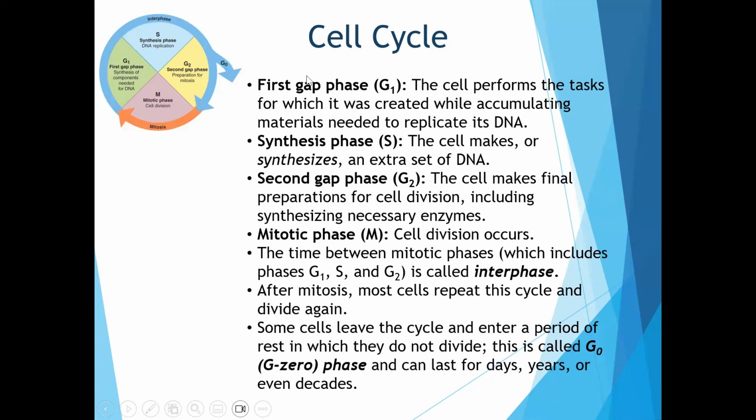Then you get to S phase. The cell makes, or synthesizes, an extra set of DNA. This is a little different than mRNA and tRNA. It's actually preparing to have a second set of DNA itself, because the new cell is going to need its own master copy. You don't have to worry about exactly how that happens. You just need to know that an extra set is made in the synthesis phase. We then move on to G2, which is our second gap phase.